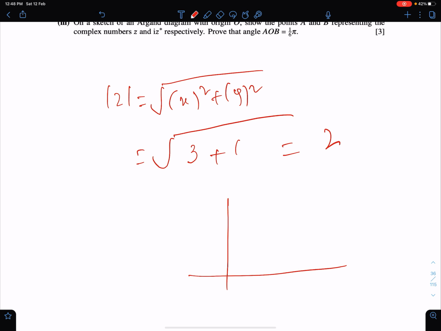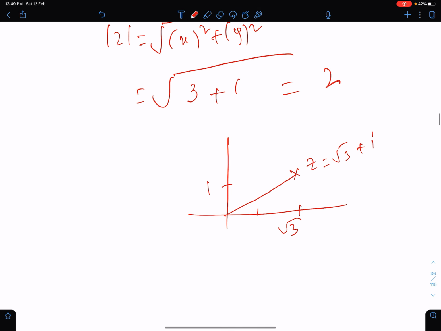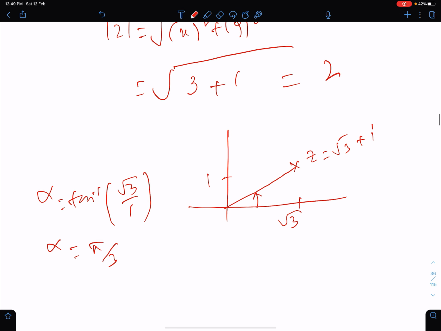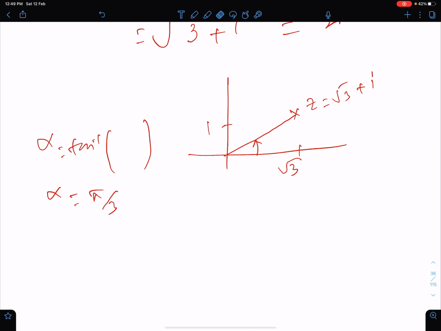For argument, we have to sketch a rough sketch of the complex number. Root 3 is here and 1 is here. This is z equal to root 3 plus i. So this is the argument of the complex number z. So alpha is tan inverse root 3 upon 1, which is, I guess, pi by 3. I'm sorry, this is 1 upon root 3, y upon x. So it should be pi by 6.